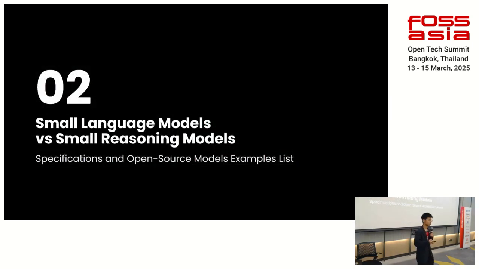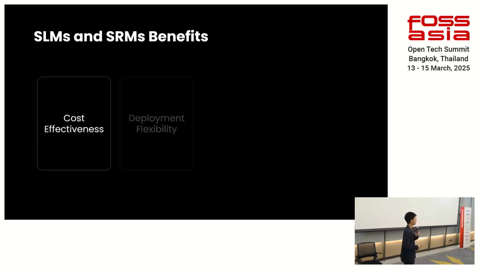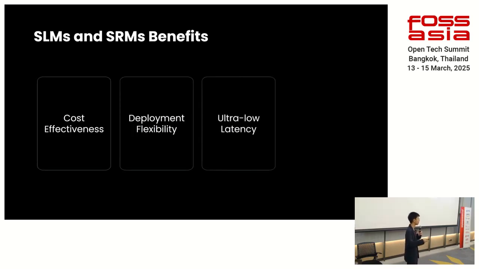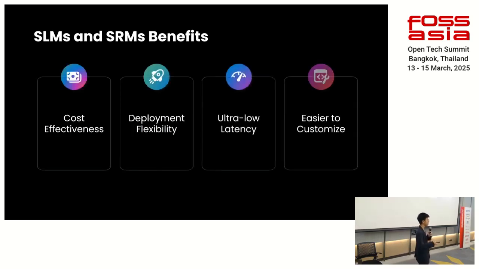So I will show another way to develop or use AI among organizations. Maybe we could try a small language model or a small reasoning model. But there's a key difference. Small language models have benefits in cost and deployment flexibility, and also ultra low latency, and they are easy to customize on many platforms.